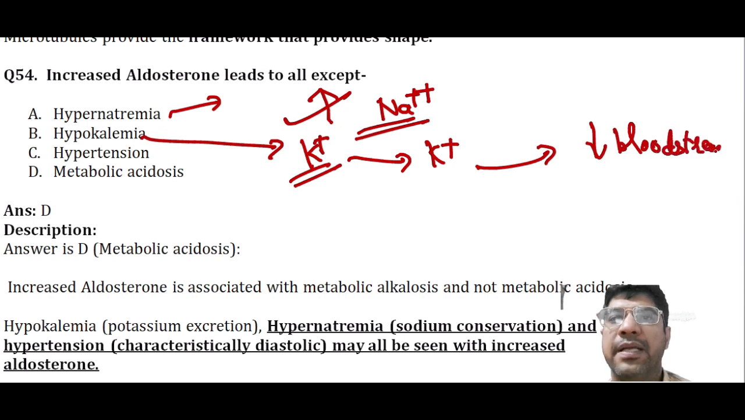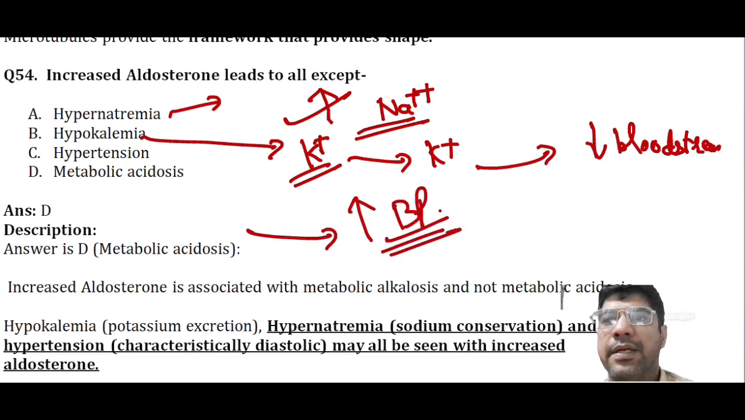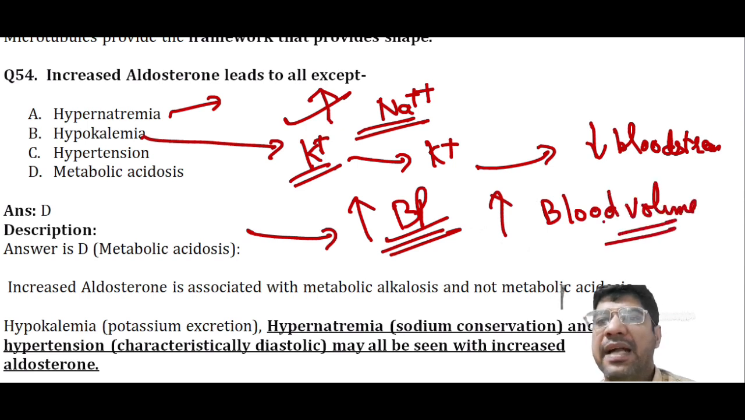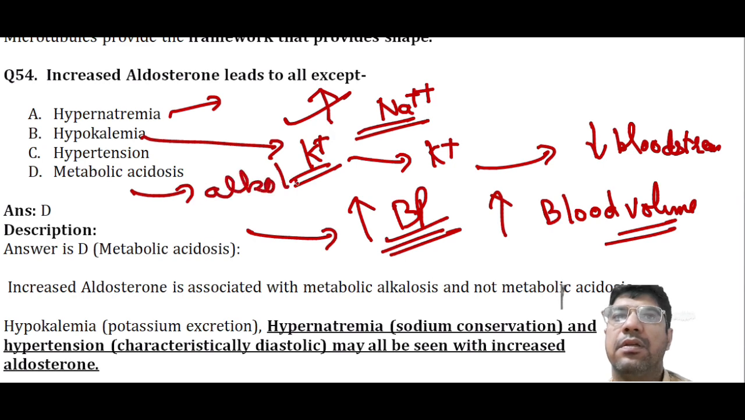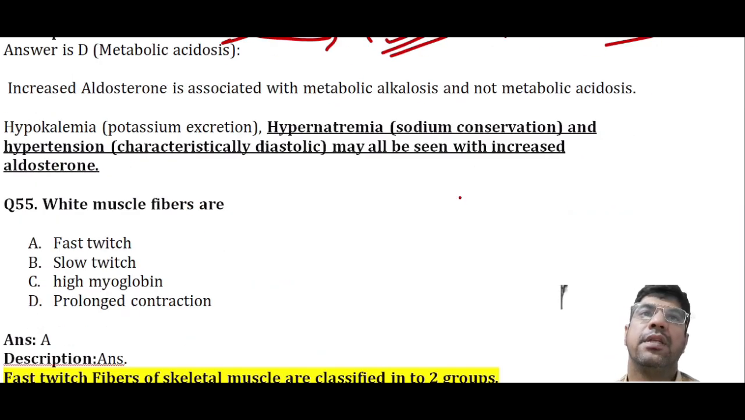It causes hypertension. Increased aldosterone can lead to high BP. This is because aldosterone causes the kidney to retain sodium, which can lead to fluid retention and increase blood volume. Metabolic acidosis is characterized by excess acid in the body. Increased aldosterone is not associated with metabolic acidosis. It is associated with metabolic alkalosis. So that's your answer.